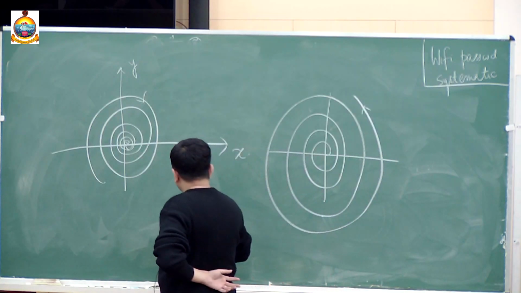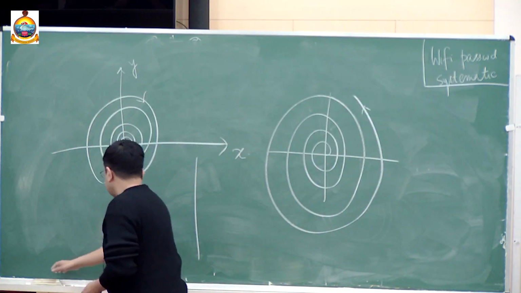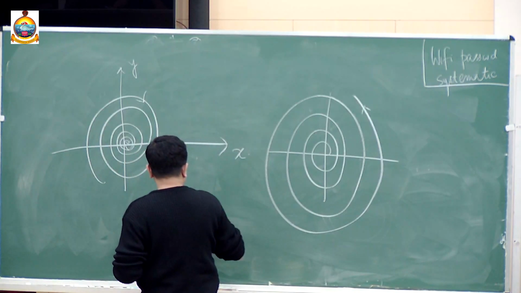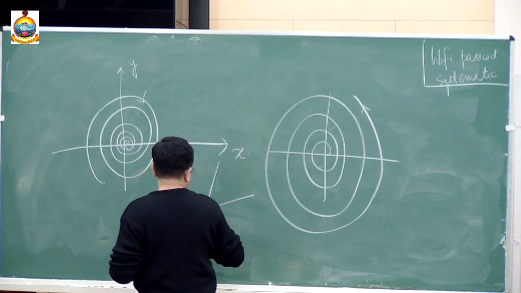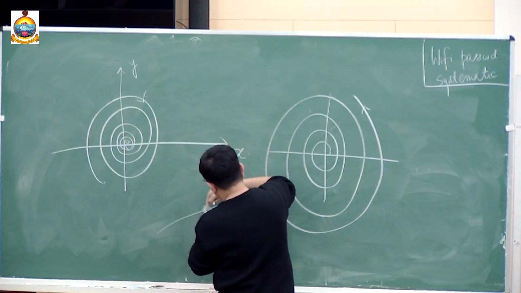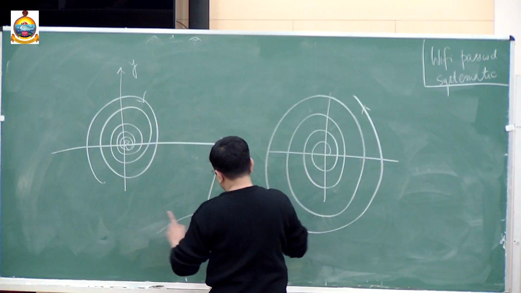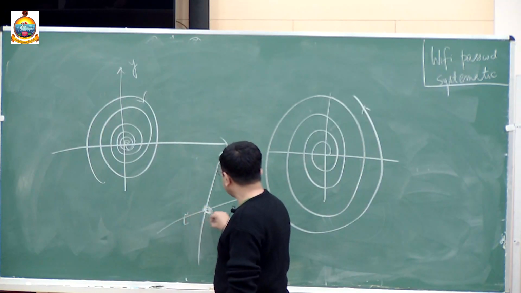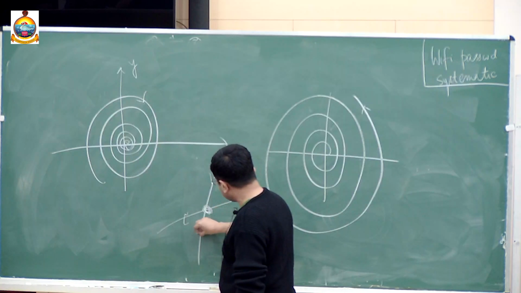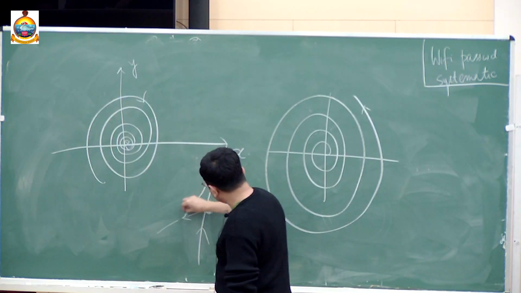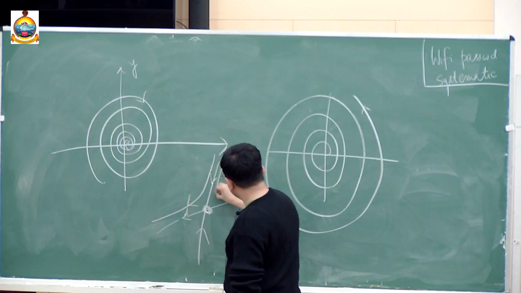Then you may have a saddle node. What you may have is a situation where you have a point which is stable when you move along this direction, but unstable if you move along that direction. So these are unstable directions and these are stable directions, and a typical flow would be like this.